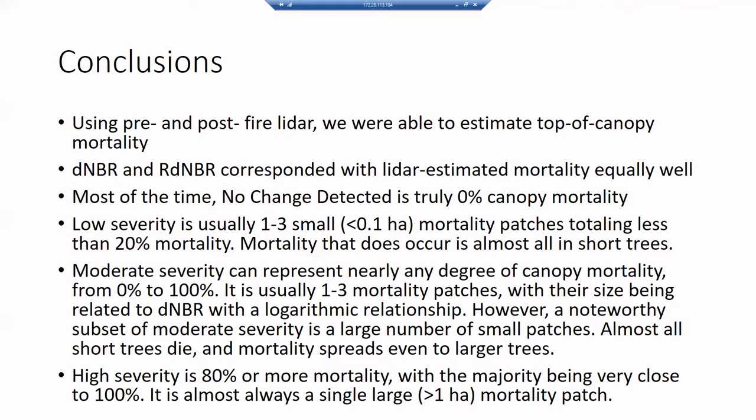And it seemed no change detected seems to be trustworthy. It usually really is unburned, 0% mortality. High severity also seems to be trustworthy. It really is 80% or more mortality. Low severity is usually a bunch of small, less than 1/10 of a hectare patches, 1 to 3 of them, and totaling up to less than 20%. It's a little less trustworthy, but it's still doing pretty well.